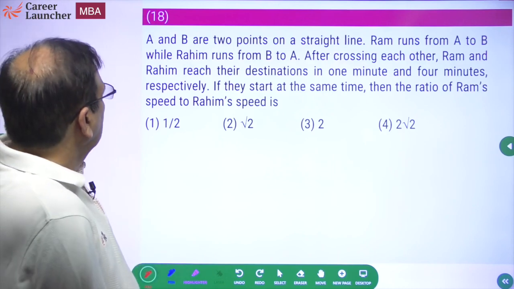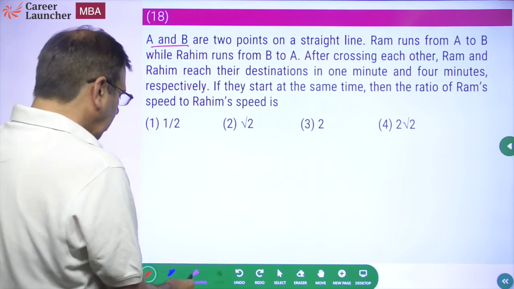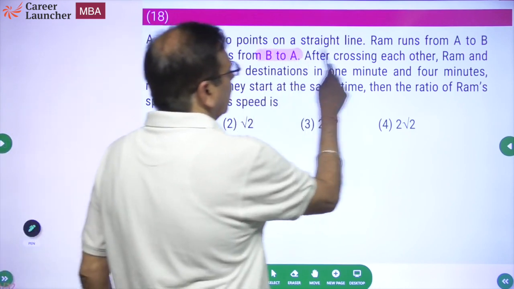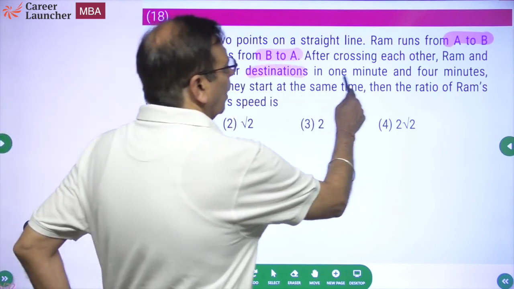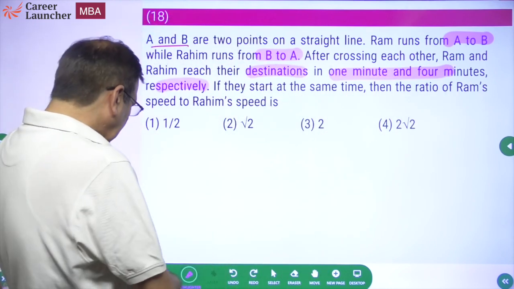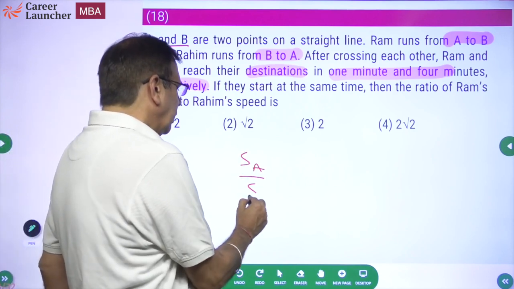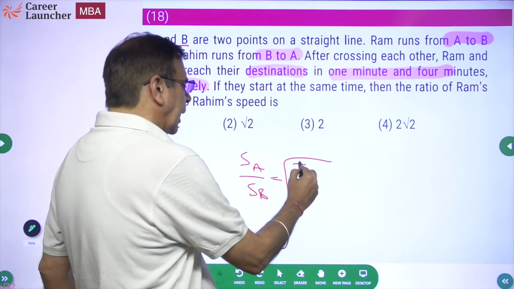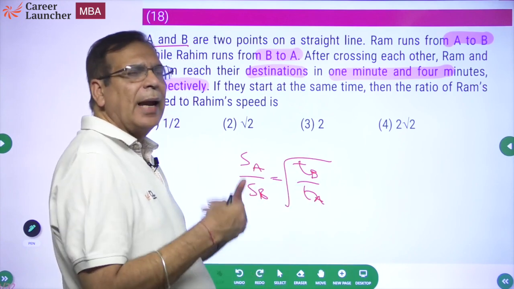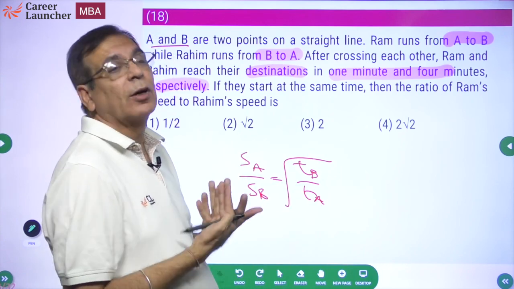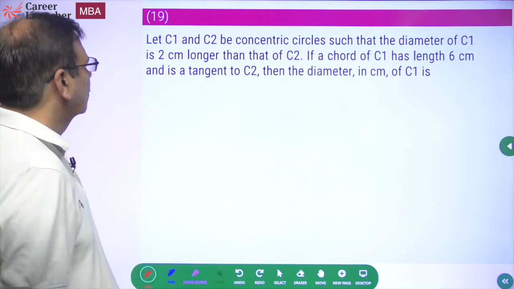What's the next one? A and B are 2 points on a straight line. Ram runs from A to B, while Rahim runs from B to A. After crossing each other, Ram and Rahim reach their respective destination in 1 minute and 4 minutes respectively. If they start at the same time, what is the ratio? ये तो मालूम है यार. Speed of A upon speed of B should be equal to reciprocal of time taken by B upon time taken by A, where TA and TB are the time taken to reach the destination after crossing. ये तो simple straightforward है, इसमें कोई जुगाड़ नहीं है. फॉर्मूला लगा के कर लो, यही फॉर्मूला है बस.